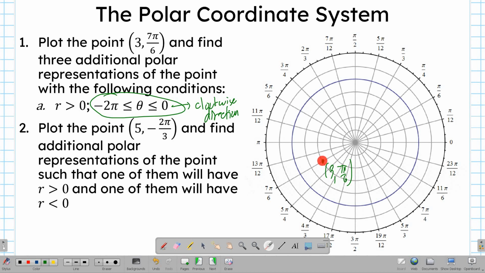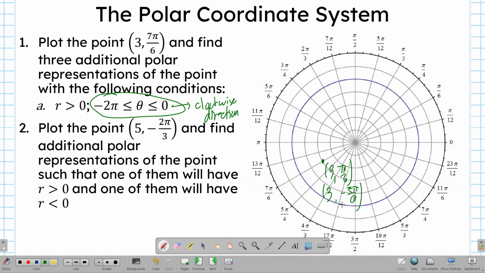So another way of representing this using a positive r but a negative angle would be (3, -5π/6), having that clockwise direction of rotation of the angle.